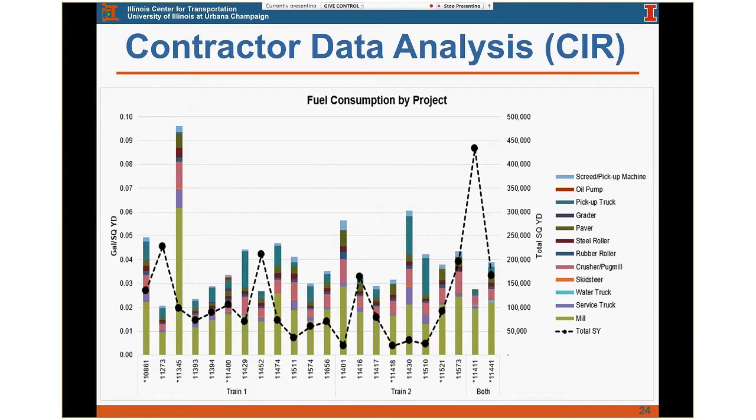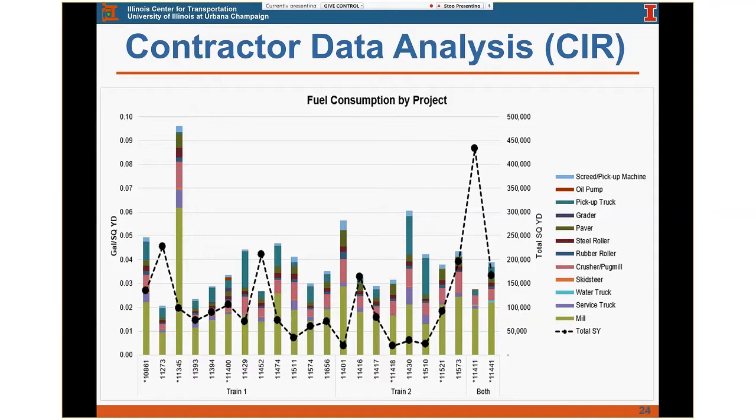One example of this data that we received from one of the contractors, after a series of conversations, is this: more than 10 projects that were performed by these contractors, and this is cold in place recycling, and then we can see a clear presentation of the results in terms of fuel usage per square yard of different kinds of equipment used in the cold in place recycling operation. In this particular case, the contractor used 2 types of trains, and we can see the majority of the fuel usage is concentrated on the milling operation, with the green bars of this fuel usage record.